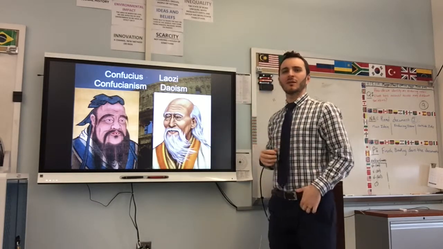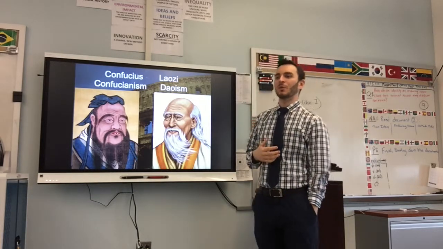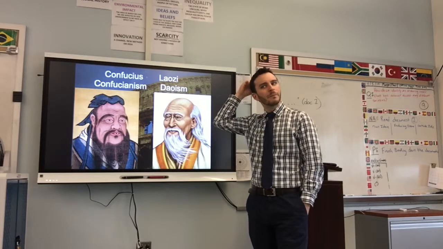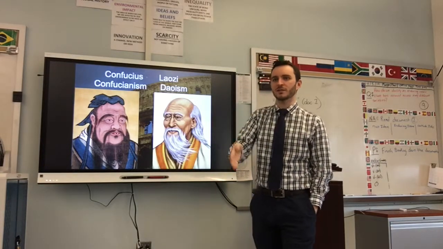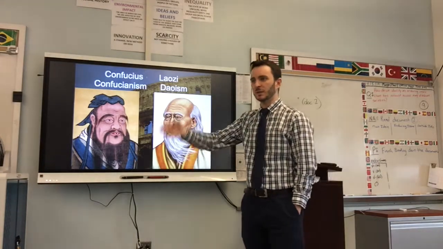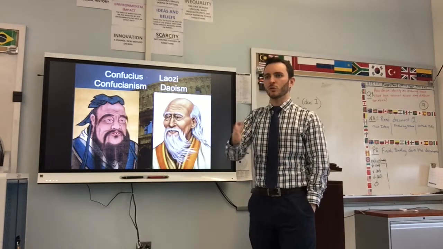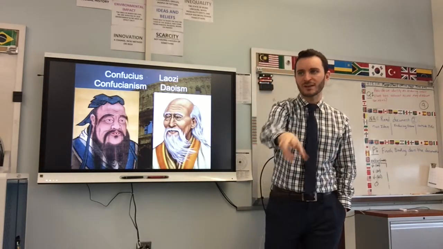So Taoism is a lot more philosophical. It's a lot more esoteric. Confucianism is much more like, let's deal with actual things, like people, to order things directly, to take direct action.